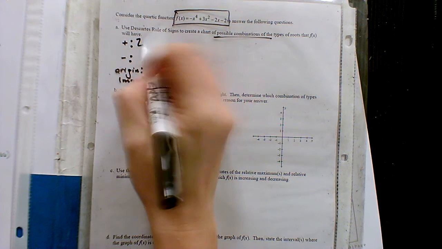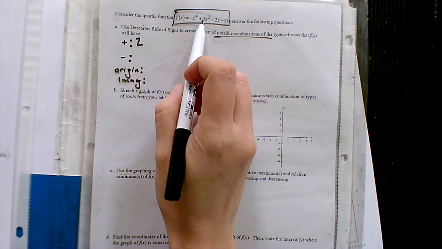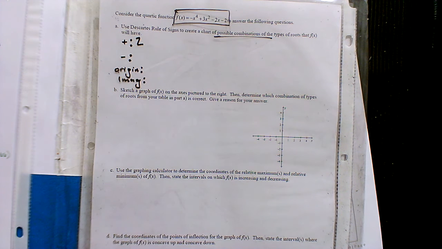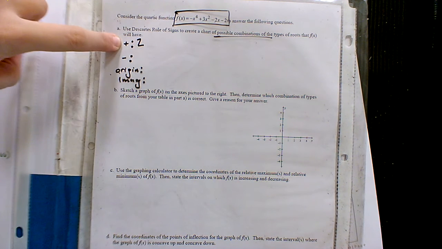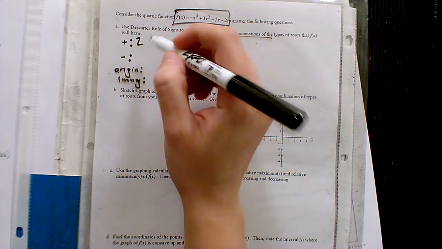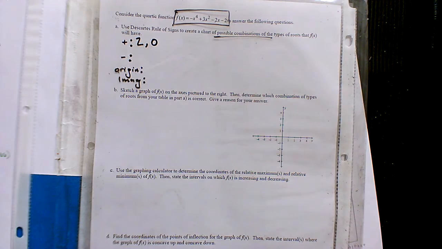All right, Descartes' rule of signs. Looking at the original problem, the original function, how many sign changes can you identify? 2. All right, looks like we have negative to positive, and then positive to negative. So at most 2 positive x-intercepts are on our graph. If we subtract 2, another possibility would be none. Maybe we don't have any positive x-intercepts. All right, so that's just our positive options.